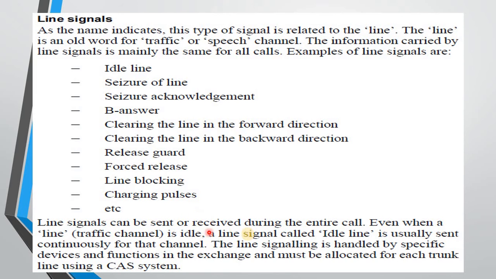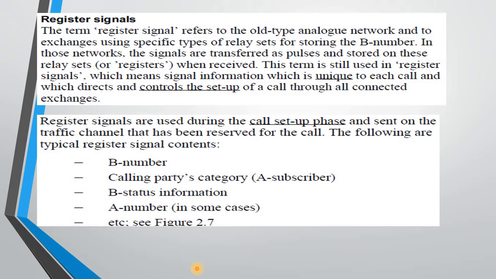Line signals can be sent or received during the entire call, even when a line traffic channel is idle. A line signal called idle line is usually sent continuously for that channel. The line signaling is handled by specific devices and functions in the exchange and must be allocated for each trunk line using a channel associated system.